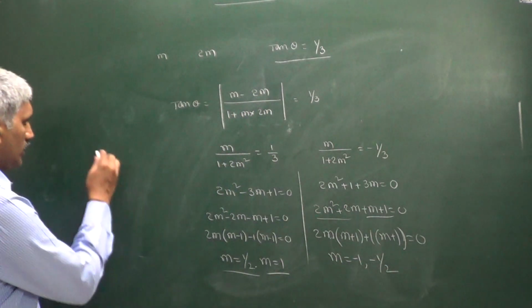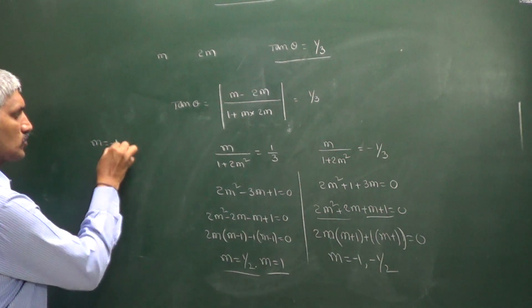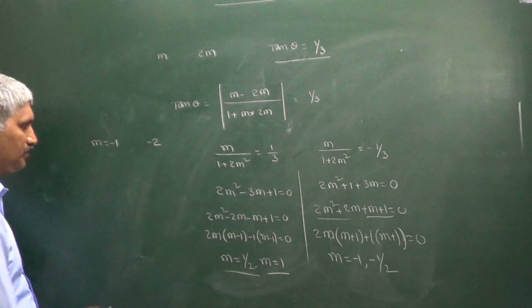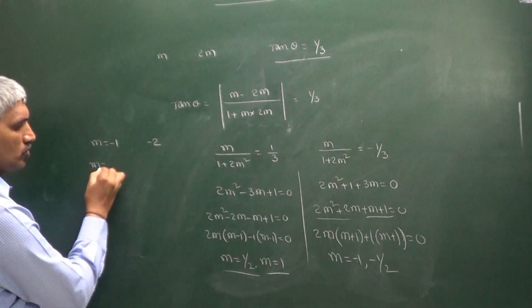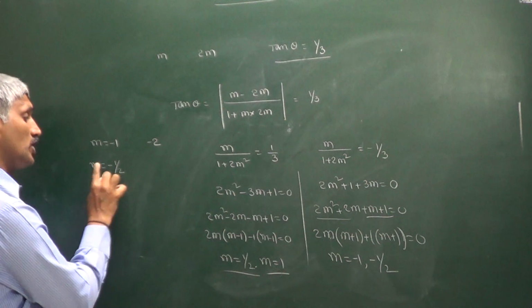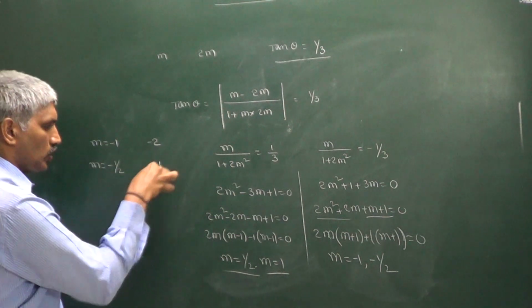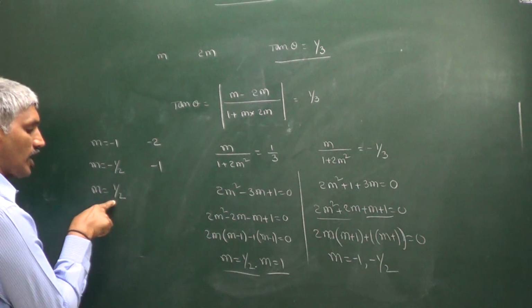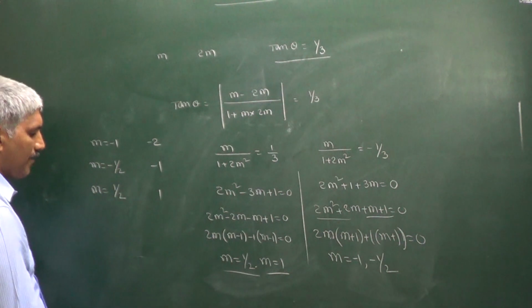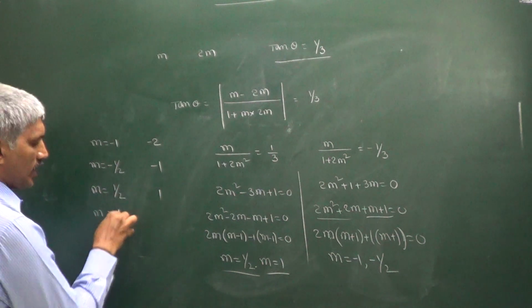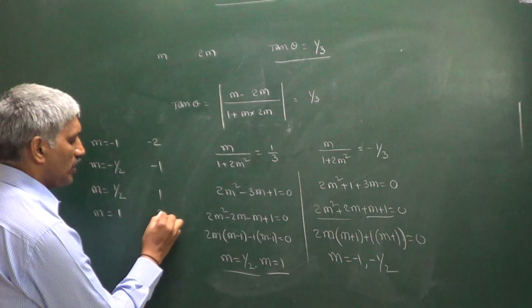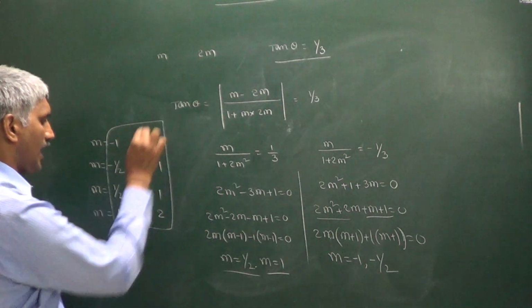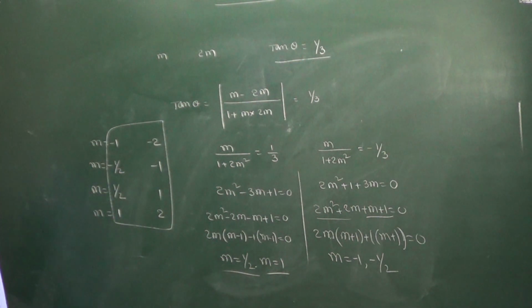So now m is equals to minus 1. The other line slope is minus 2, double. Next m is equals to minus 1 by 2. The other line slope is double, so you will get minus 1. Then m is equals to 1 by 2. The other line slope is double, so you will get 1. Next, when m is equals to 1, the other line slope is double. Therefore you will get 2. So these are the slopes of the required lines. These are the possibilities, right?